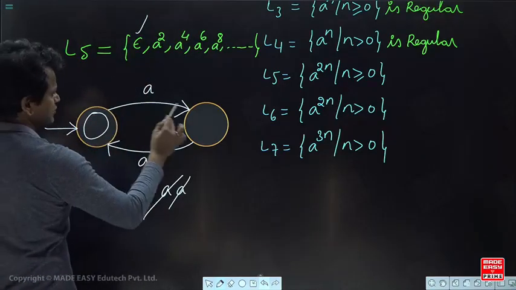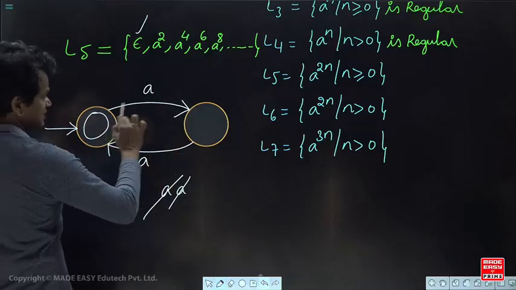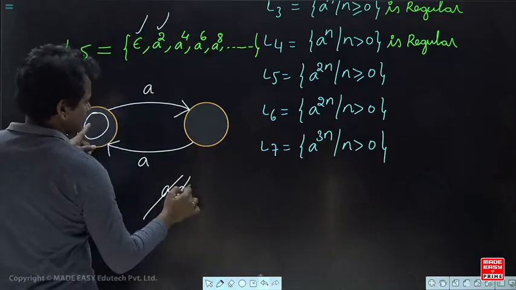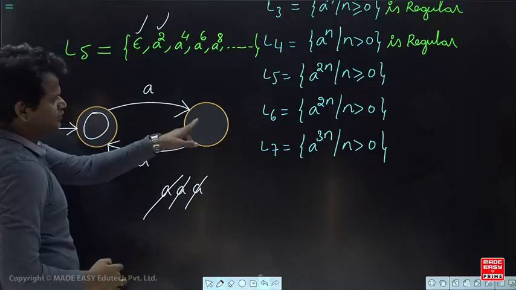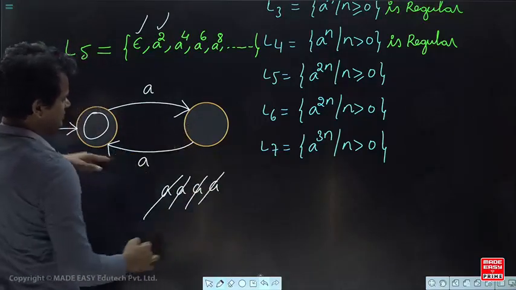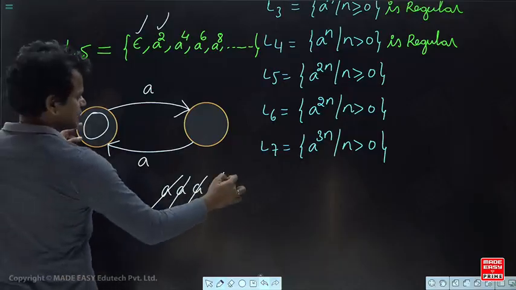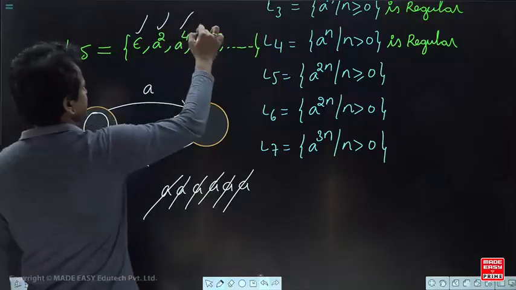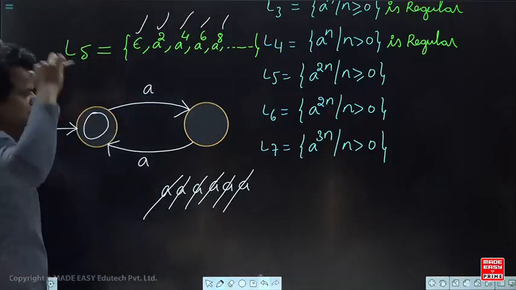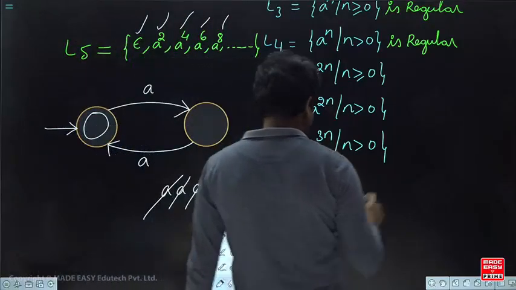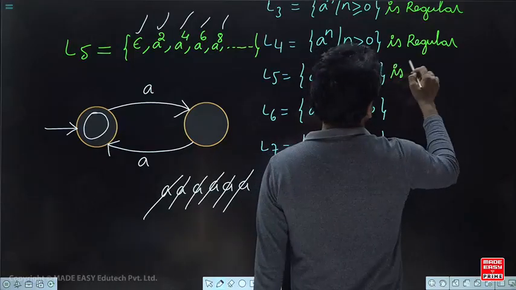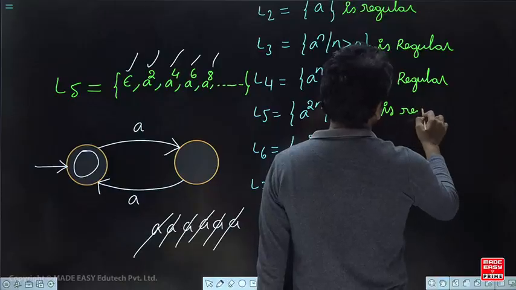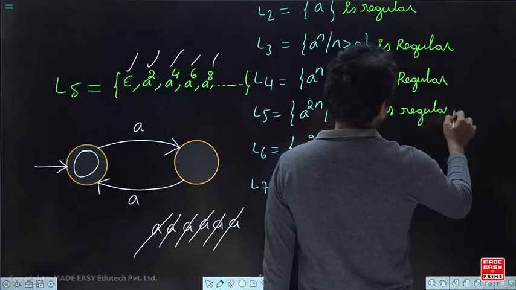And for a square: first a, go to non-final. On the second a, come to final, accepted. Suppose one more a is there: the third a goes to non-final, and the fourth a comes to final. The fifth a goes to non-final, the sixth a comes to final. Yes, we are accepting every string of L5. Therefore, L5 is also regular. If you can construct a finite automata to accept every string of the language, then L is said to be regular.